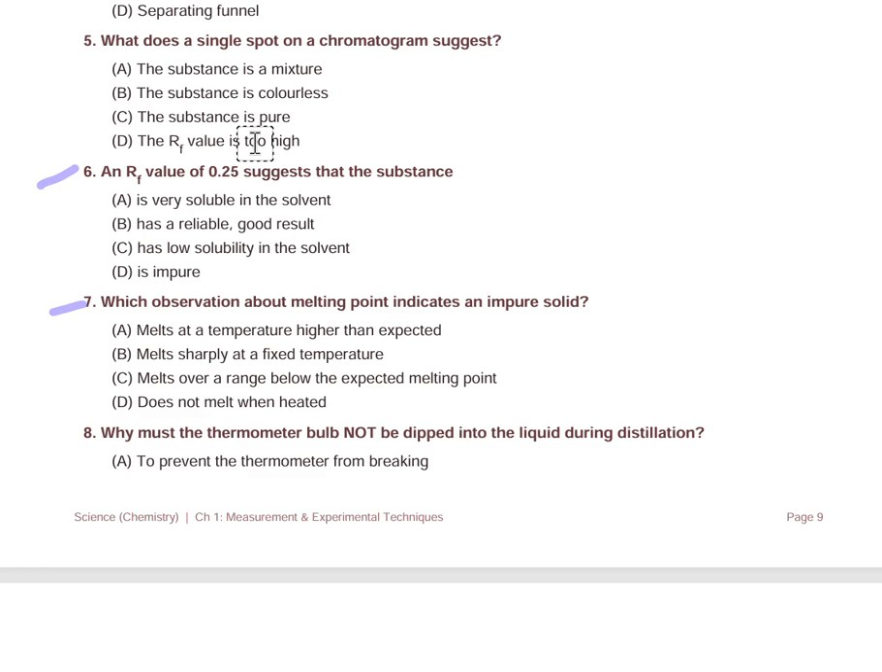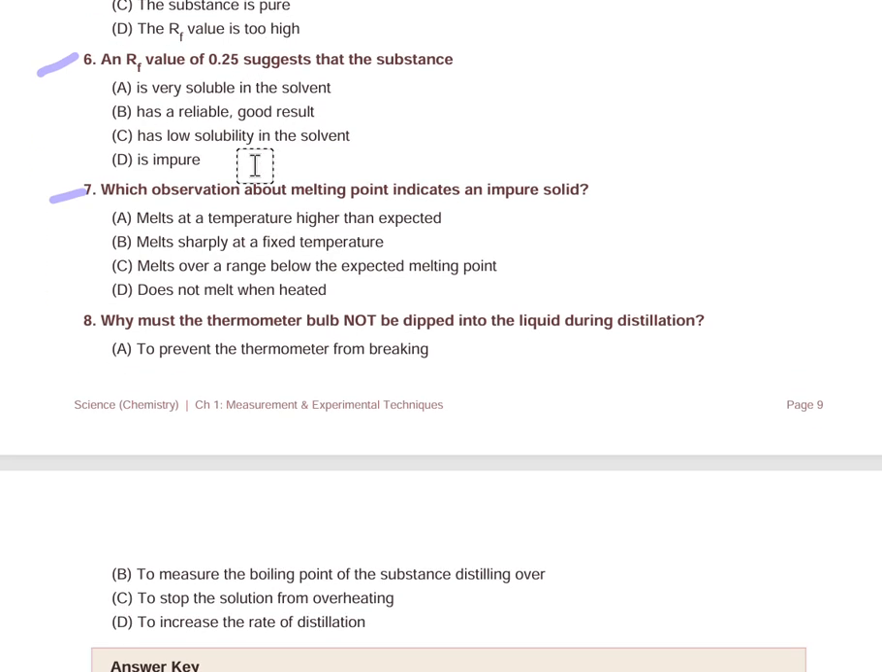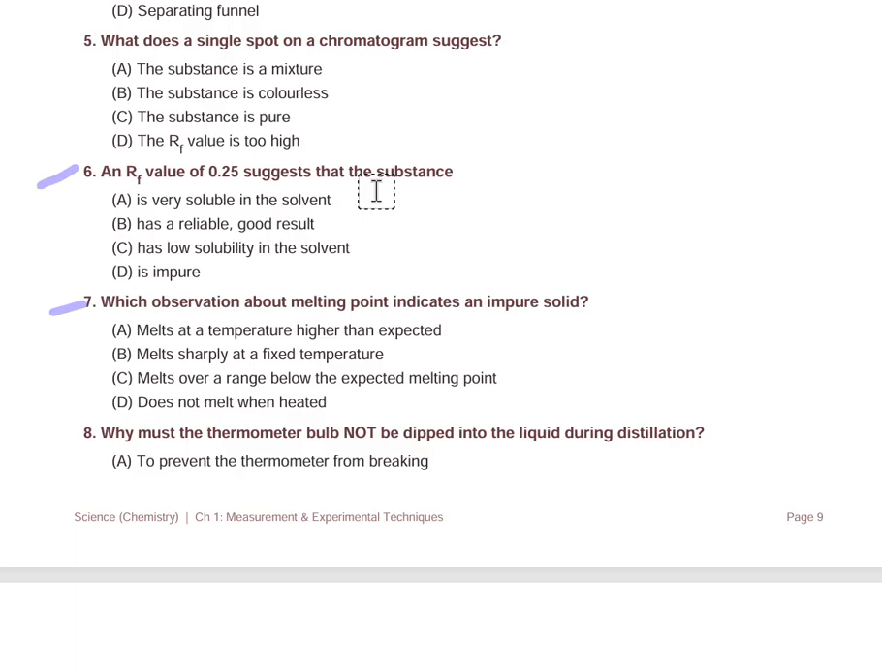Okay, question 6. Let's go. An Rf value of 0.25 suggests the substance: A. is very soluble in the solvent. B. has reliable good results. C. has low solubility in the solvent. D. is impure. The answer would actually be C.